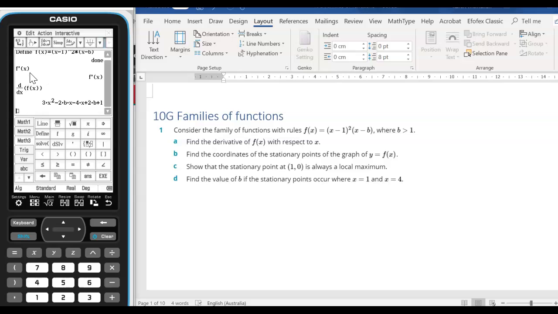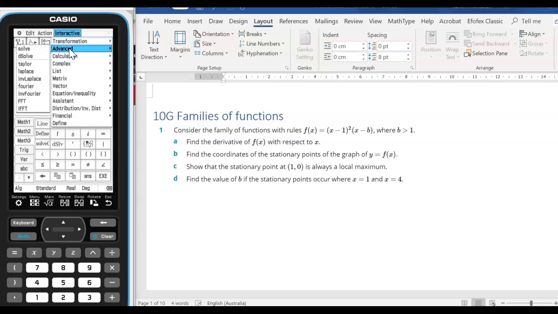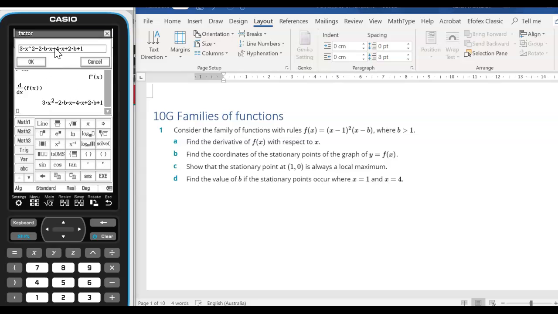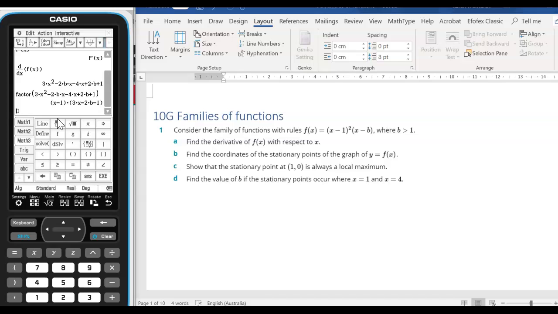I'm still getting used to the notation of the calculator, and I know there are probably quicker ways to do it than what I am doing. So there's your derivative of f of x: 3x squared minus 2bx minus 4x plus 2b plus 1. So we found the answer to A. Now I'm going to highlight that and copy it, and factorize it. I just have to figure out where factorizing is. There we go. Type that in. Now it's in factorized form.